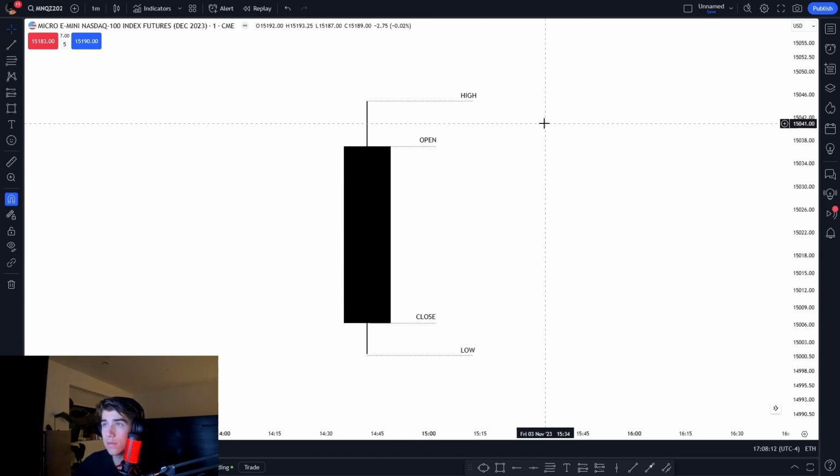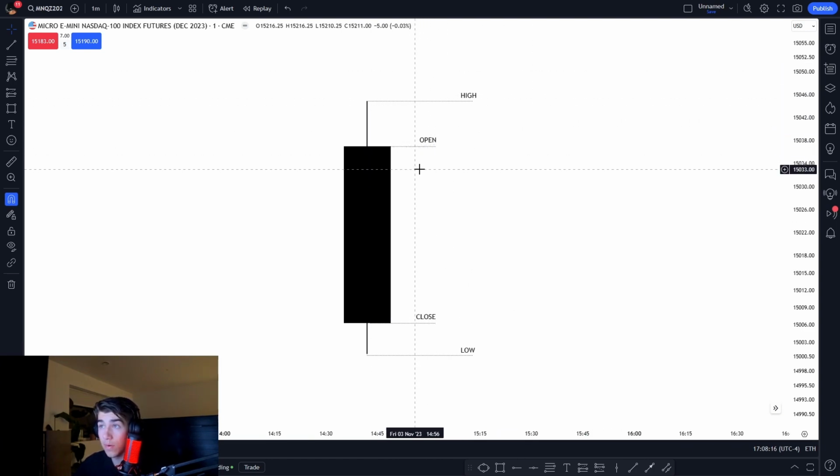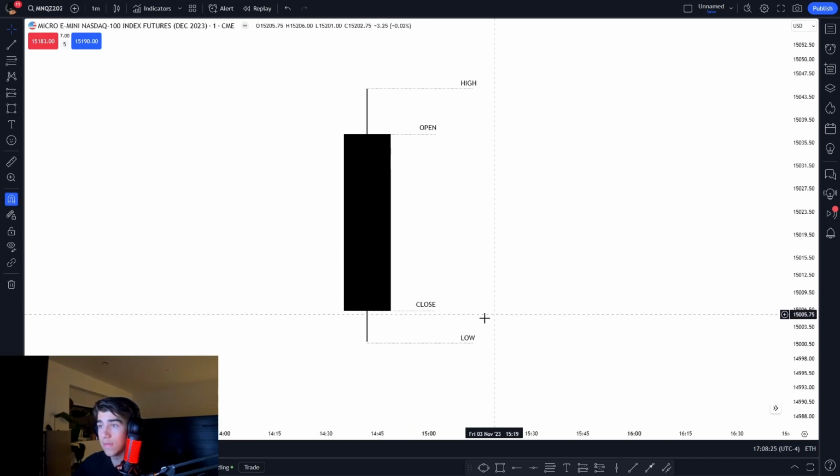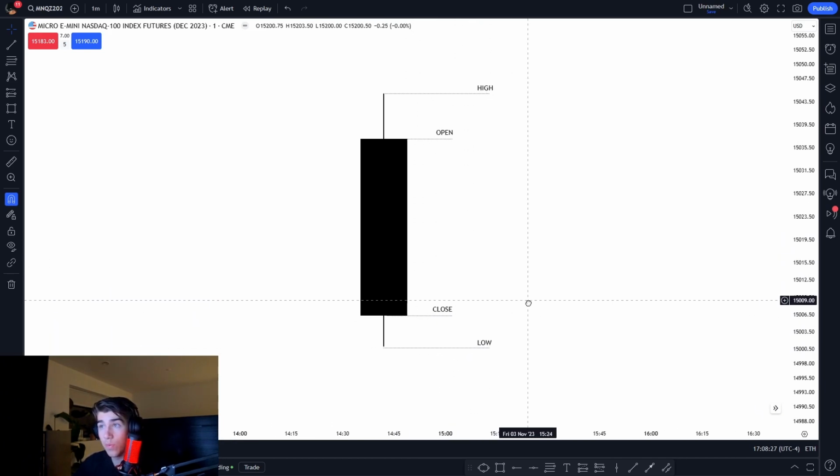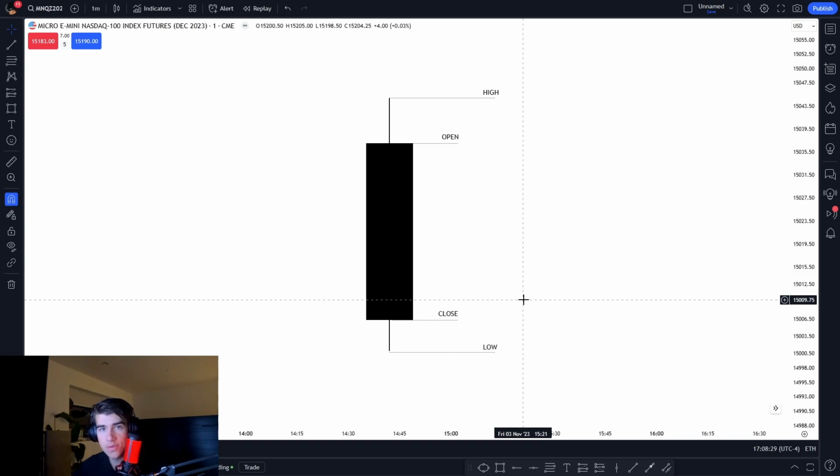Same with the bearish candle. The high of the candle is the high of the wick. Now the open, though, is the high of the body and not the low, right? Because it's bearish. And the close of the candle is the low of the body, sorry. And the low is the low of the wick, right? But why am I telling you this? Well, let's have a look.